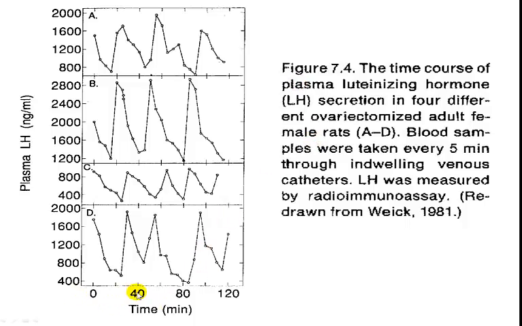So now we can take a look at this figure. We see time on the x-axis and 1, 2, 3, 4 panels. These are 4 individual organisms, adult female rats that were ovariectomized. It shows us the variation, but more so it shows us on a short time scale, minutes. This is just 2 hours, right? And the samples were collected every 5 minutes. And then the LH was measured by radioimmunoassay.